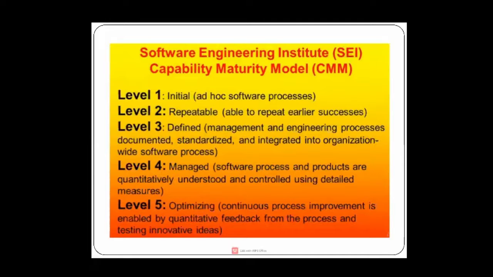Then level 3, defined. That means management and engineering processes documented, standardized, and integrated into organization-wide software process. So that's what most software developing organizations do. They document all these developments, the technologies, the processes, the material you use, the methods, and everything properly, right? So when they are up to level 3, we call it defined.